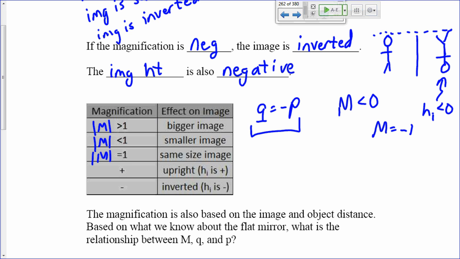We've also seen some other things, and you might want to just rewrite them here. If Q is less than 0, that is, it's negative, it's a virtual image. If Q is greater than 0, it's a real image. So all these sign notations become very important when you're working through these optics problems, as we'll see. We'll do some later.